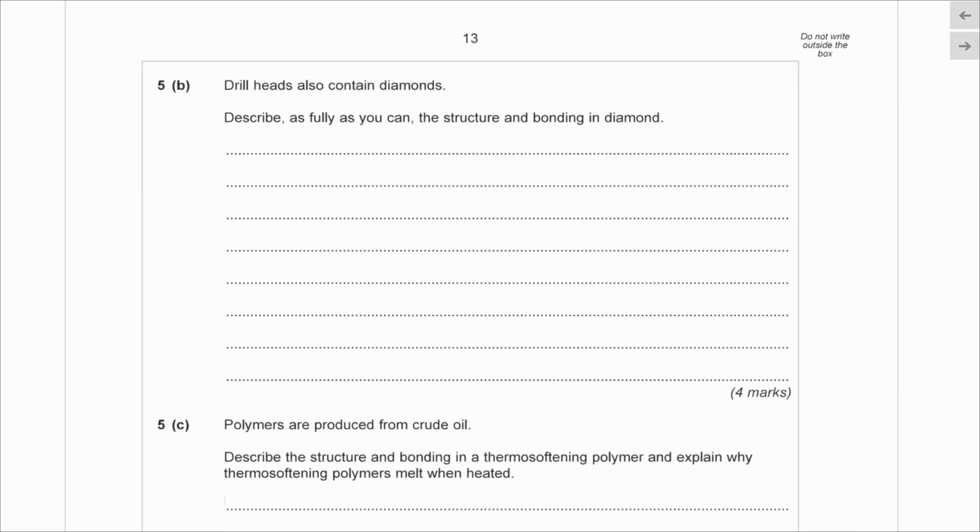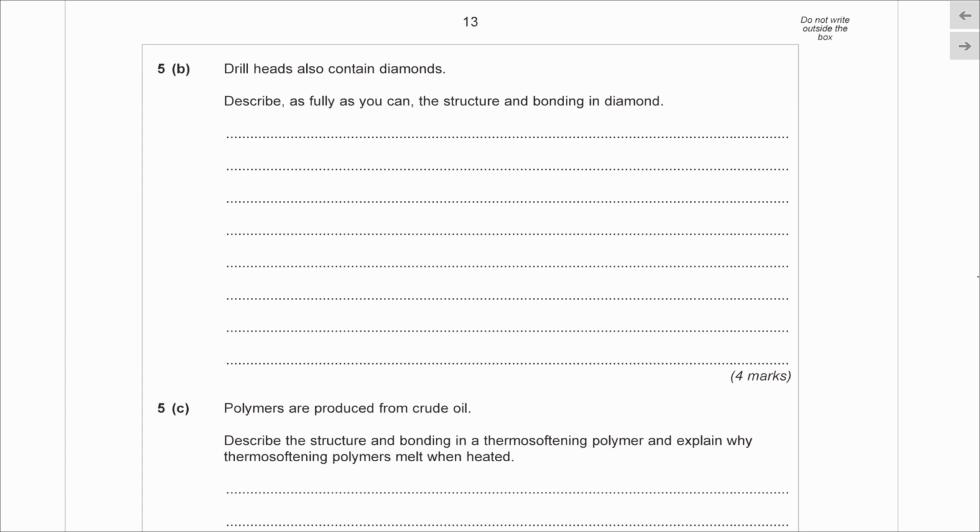So moving on, it says that drill heads also contain diamonds. Describe as fully as you can the structure and bonding in diamond. Alright, and so the first thing you're going to write is that diamond has a giant covalent structure. Okay, full stop. So that's 1 point.